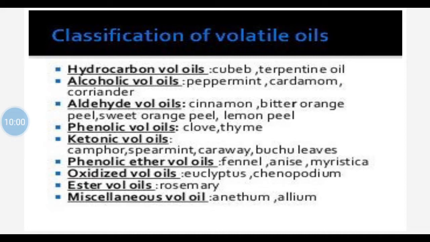Then phenolic ether volatile oil, where we can give examples of anise oil, then fennel, then myristica, that is the nutmeg, then oxidized volatile oil, for example eucalyptus, chenopodium, then ester volatile oil, for example rosemary, and miscellaneous will include anethum and allium. So anethum, that is the fennel we can call, and allium, that is the garlic.